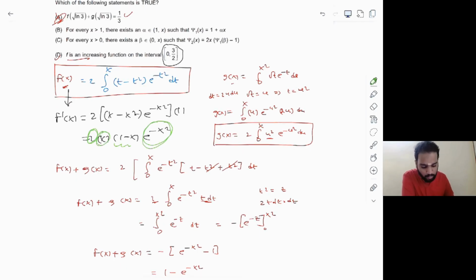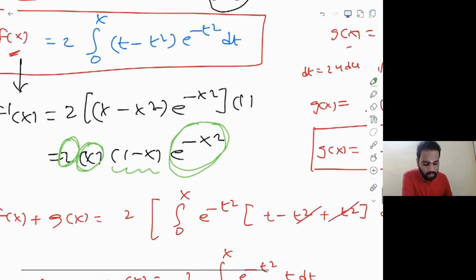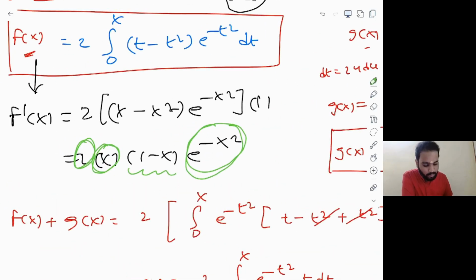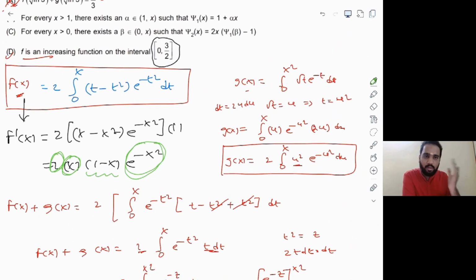But there is a clear problem with the term 1 minus x here, because when x belongs to 0 to 1, it is going to be positive, which makes f increasing on 0 to 1. But when x is greater than 1, 1 minus x is going to be negative, which makes f dash of x negative. That is why f is going to be decreasing in the interval 1 to 3 by 2, which makes option D also false here.